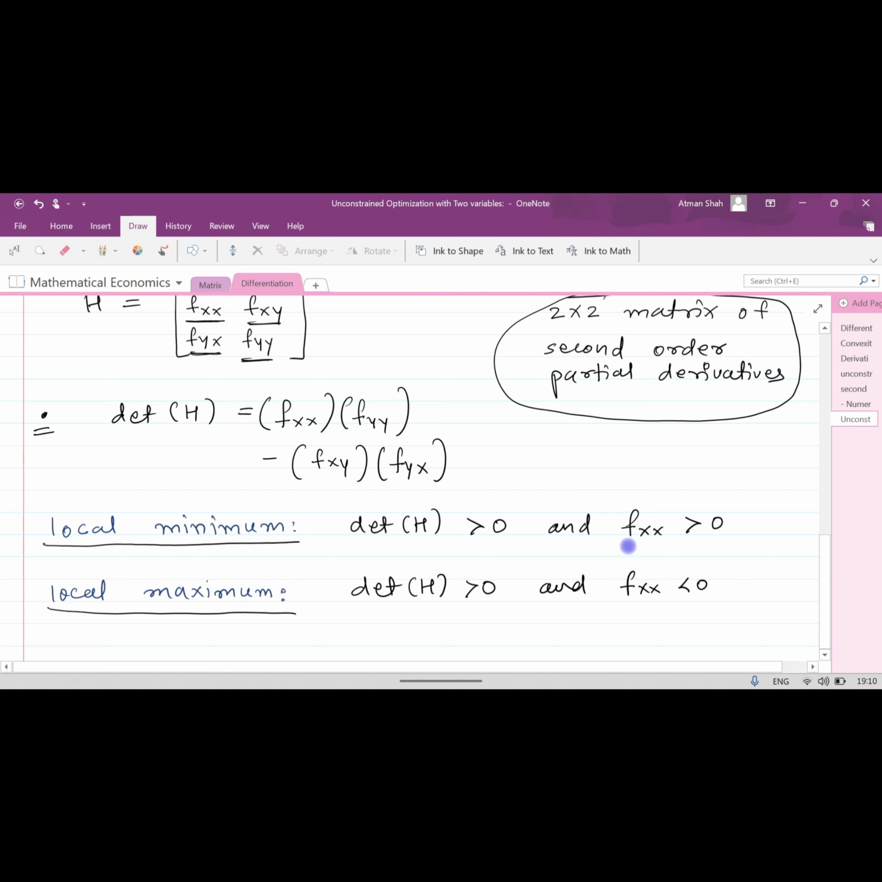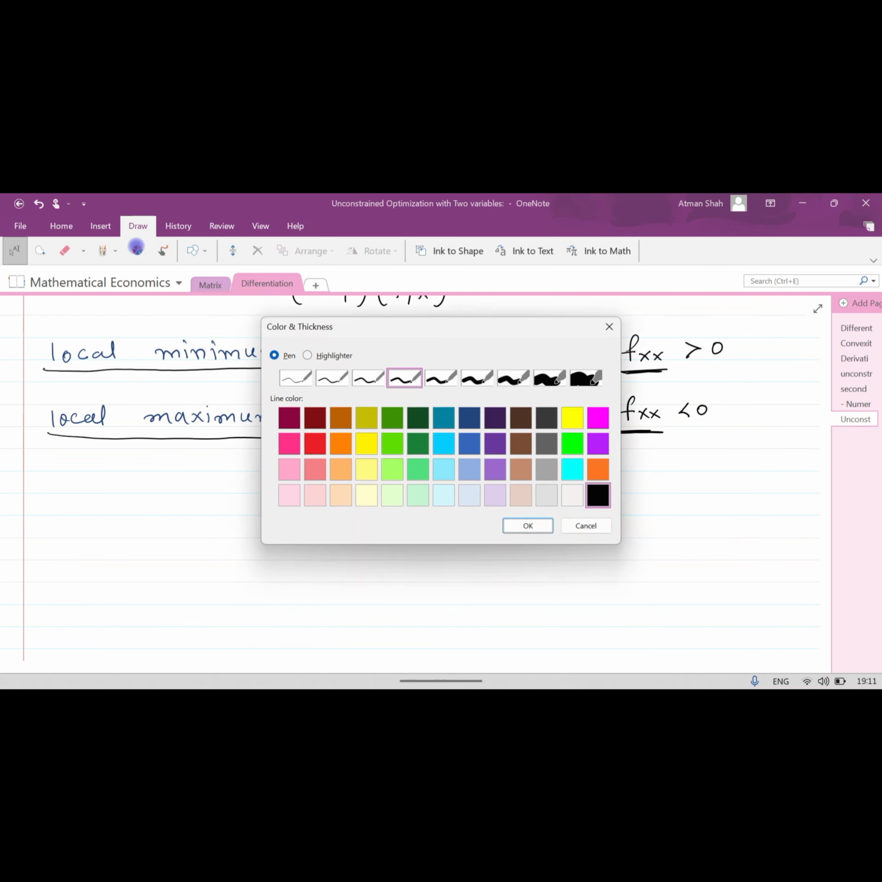Now what is this fxx? It is the differentiation of our objective function. The first order differentiation is with respect to x, and again we differentiate this function with respect to x. That is the idea of second order differentiation or fxx. Now let's understand the numerical example.